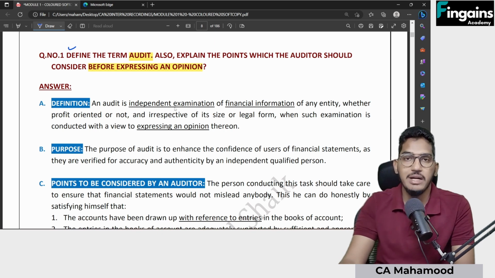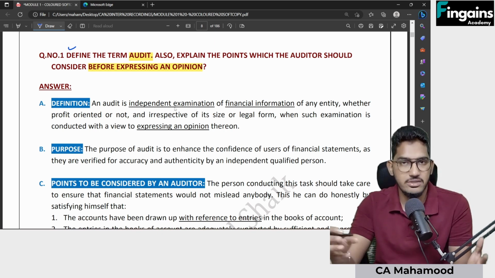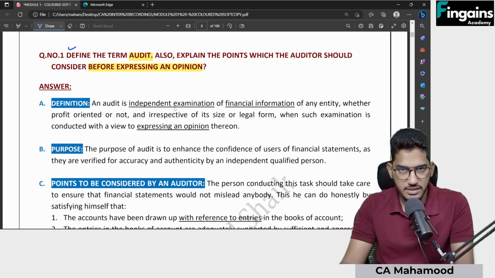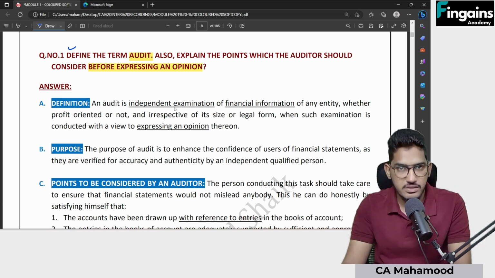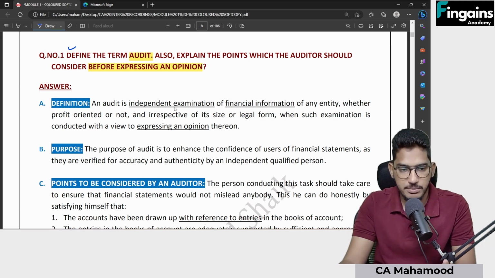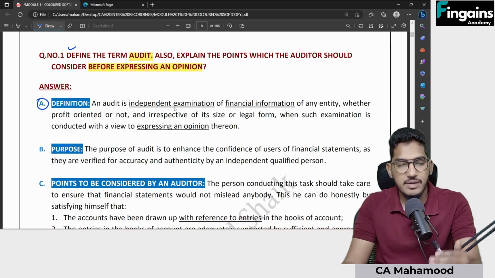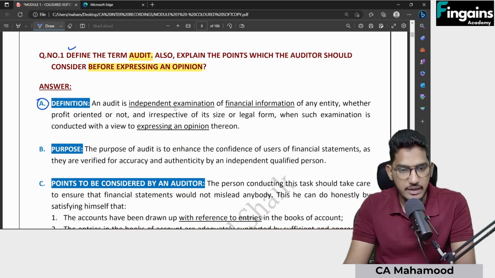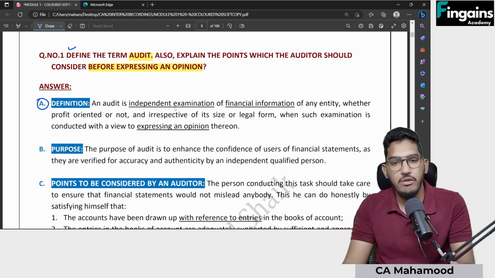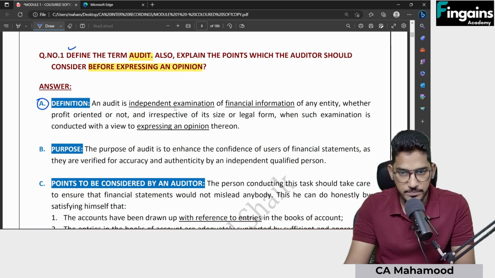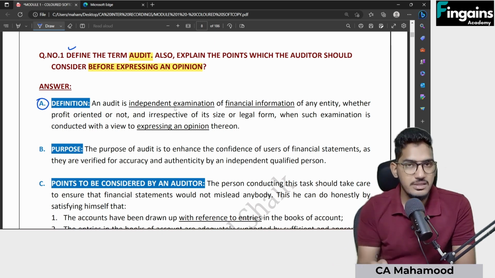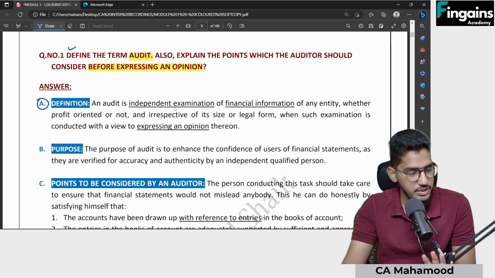I hope that you would have memorized the definition also. There is no need to put extra effort to remember the definition of audit. For one last time, please repeat for me the definition of audit. As we have seen in the previous chapter, audit is an independent examination of financial information of any entity, whether or not profit oriented, irrespective of its size or legal form, when such an examination is conducted with a view to expressing an opinion thereon. This is the definition we have understood.